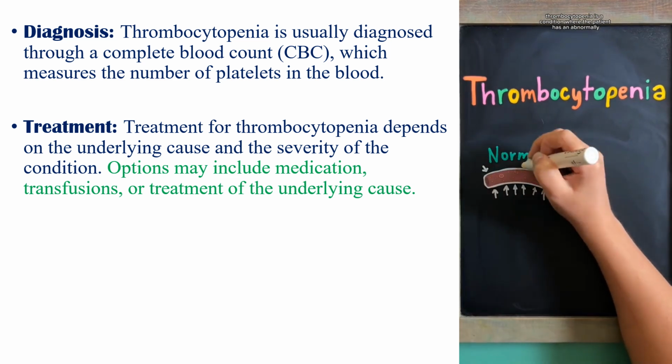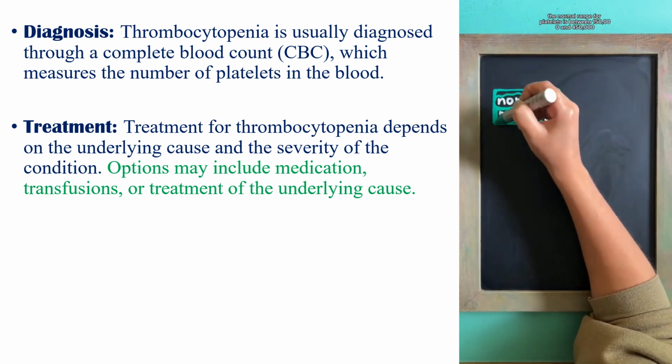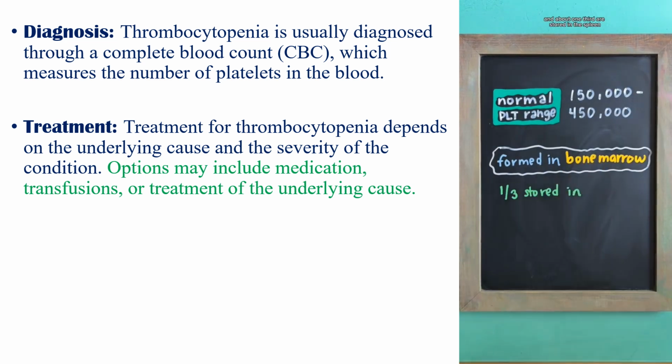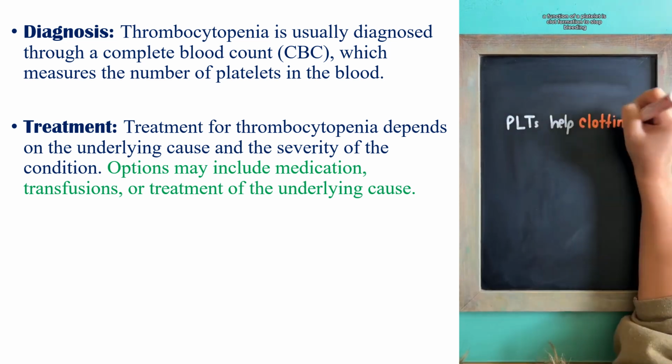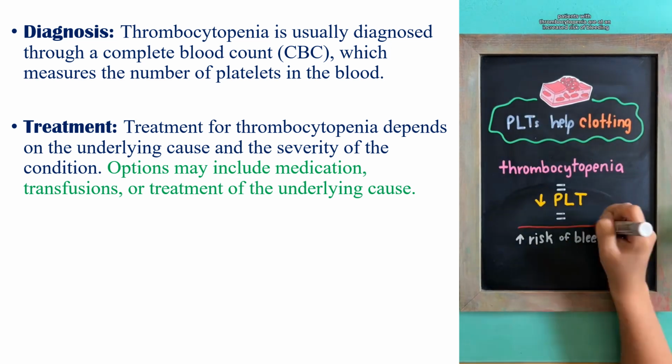Thrombocytopenia is a condition where the patient has an abnormally low amount of platelets in the blood. The normal range for platelets is between 150,000 and 450,000, and these are stored in the bone marrow, and about one-third are stored in the spleen. The function of a platelet is clot formation to stop bleeding, so patients with thrombocytopenia are at increased risk of bleeding.